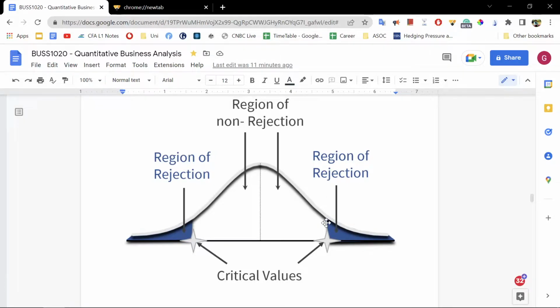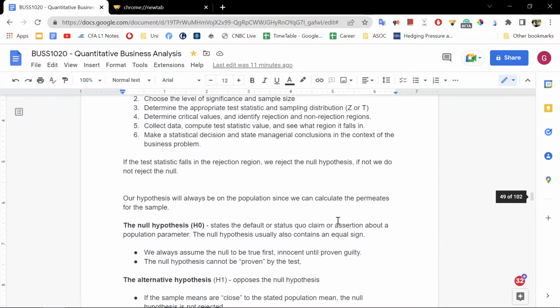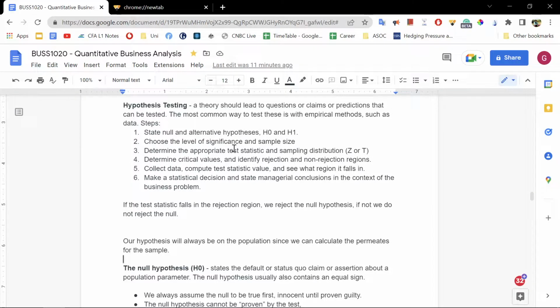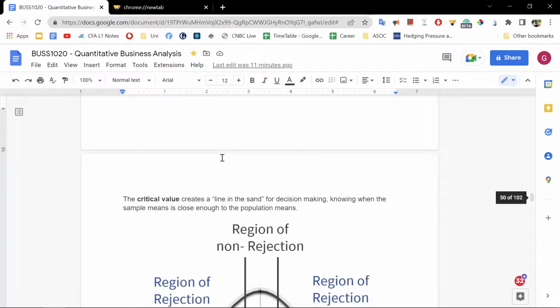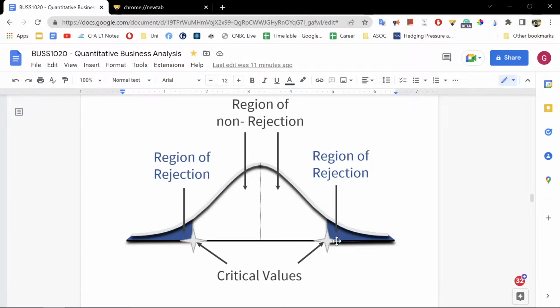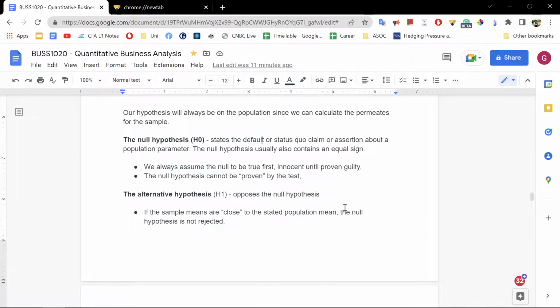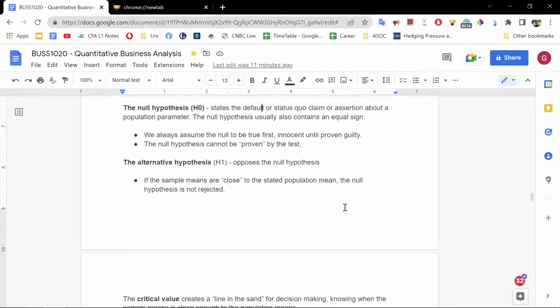Now, the determinant of where these regions of rejection lie all comes down to alpha. Alpha, of course, refers to the level of significance. So if we have a larger level of significance, which means a larger alpha, the regions of rejection would be further away from the mean. However, if we have a really small alpha, we have regions of rejection closer towards the mean.